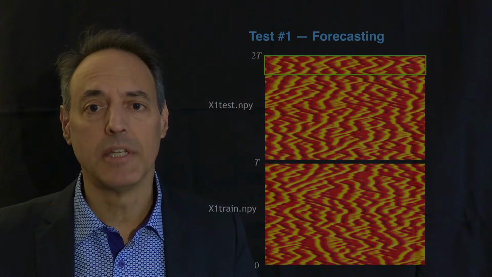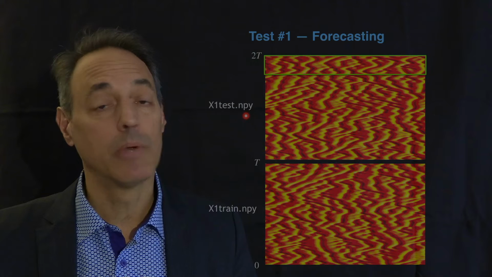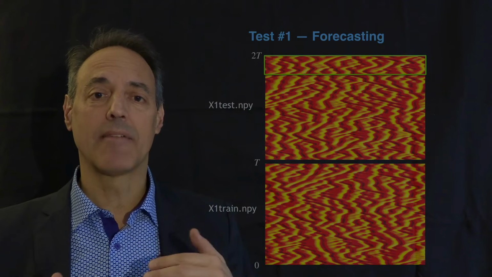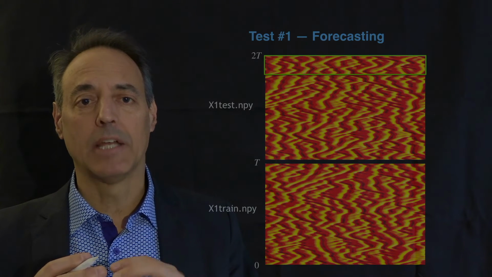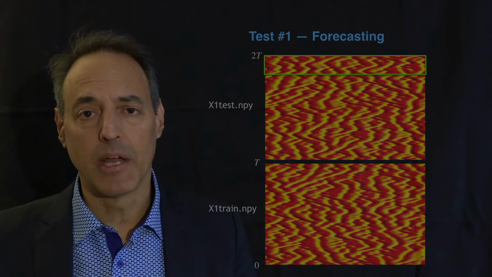So this is the idea, that you're going to produce now a matrix called X1 test NP array. Again, this is what you're going to upload. You're going to produce a set of NP arrays that you're going to put together in a tar package, and then you're going to upload to SageBionetworks, and that will automatically evaluate how well you did.